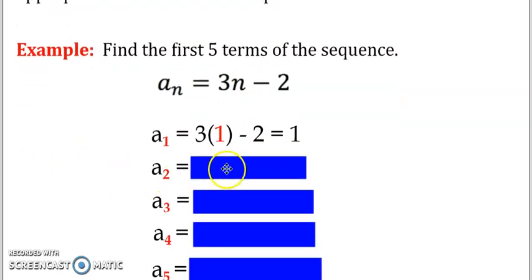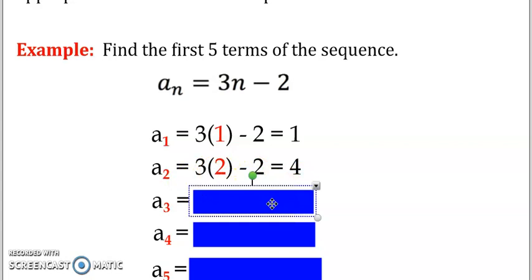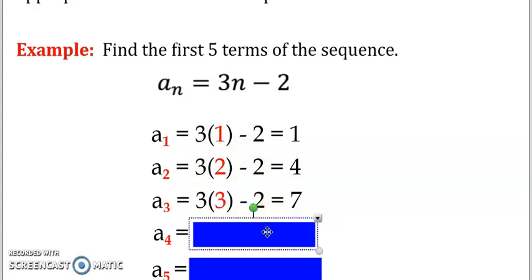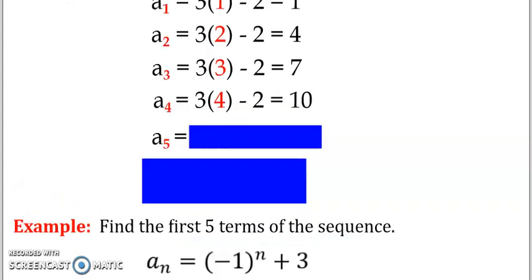I'll do the same thing for a sub 2. This is going to be the second term in my sequence. 3 times 2 minus 2, and I get 4. Do the same thing for 3. Do the same thing for the fourth term.